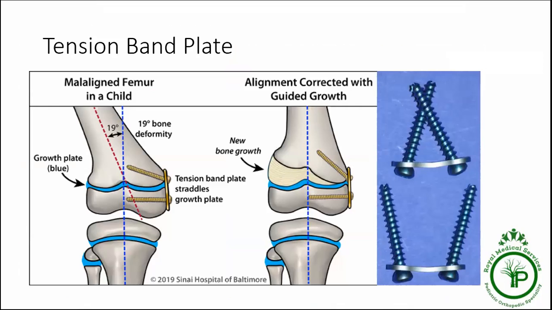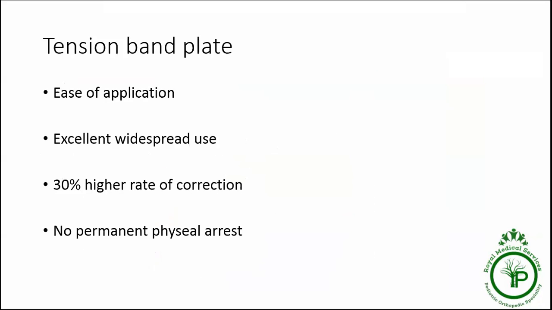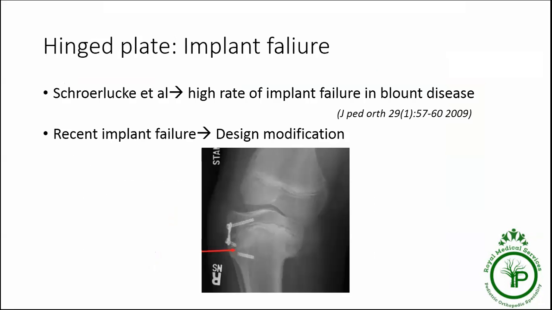Now, after the introduction of tension band plates in 2007, it was a big improvement in the deformity correction of coronal plane deformities. It simply acts on the same principle, yet it allows better, faster, and more stable fixation. It is easily applied, and excellently widespread use of that plate is now present. It has a 30% higher rate of correction with no permanent physeal damage, which is very important.